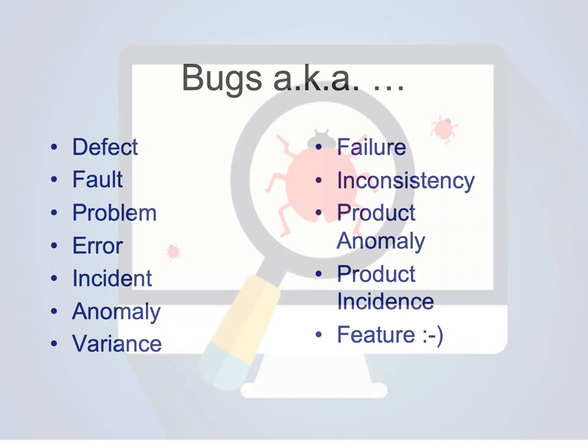So a bug can be a defect. It could be a fault. It could be a problem. It could be an error, incidence, anomaly, variance, failure, inconsistency, product anomaly, product incidence, and feature. Okay. Now, with that list that I just mentioned, it seems like everything will be a bug, right? So it's safe to assume everything is a bug unless it's proven it's not.